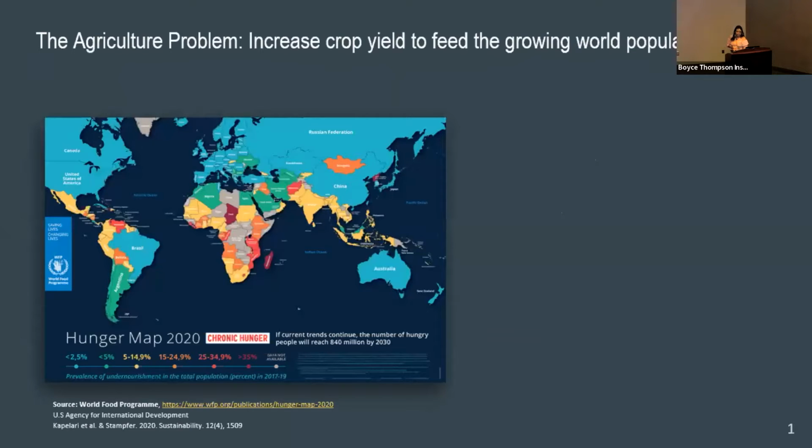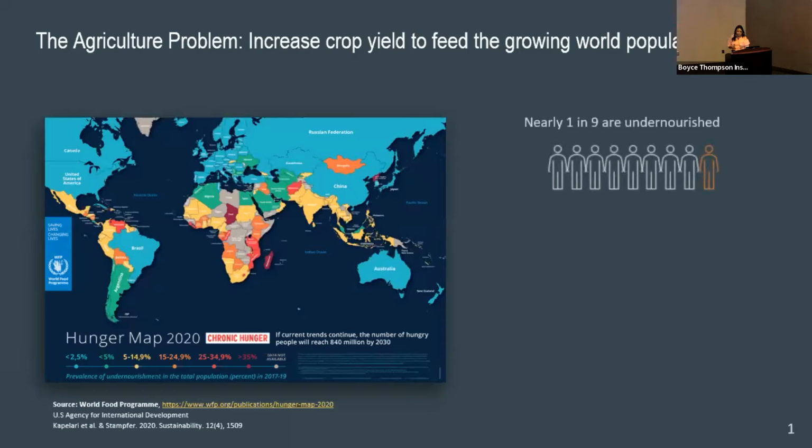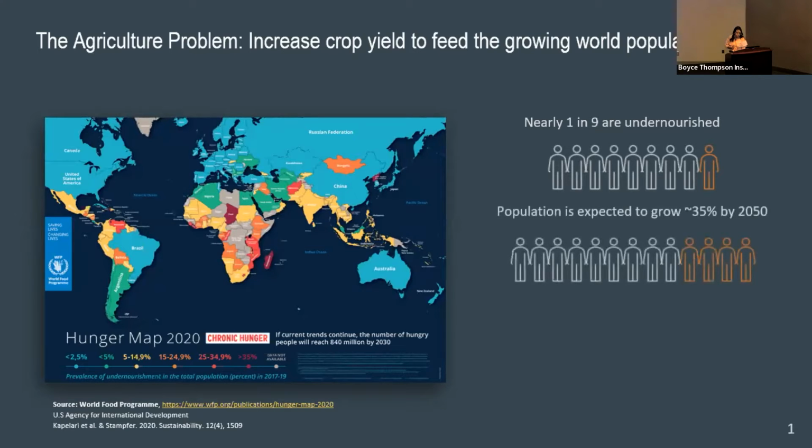As plant scientists, I think we can agree that one of the biggest obstacles in agriculture is feeding the rapidly growing and malnourished population. Statistics show that nearly 1 in 9 people around the world are undernourished, and this population is expected to increase by 35% by 2050.